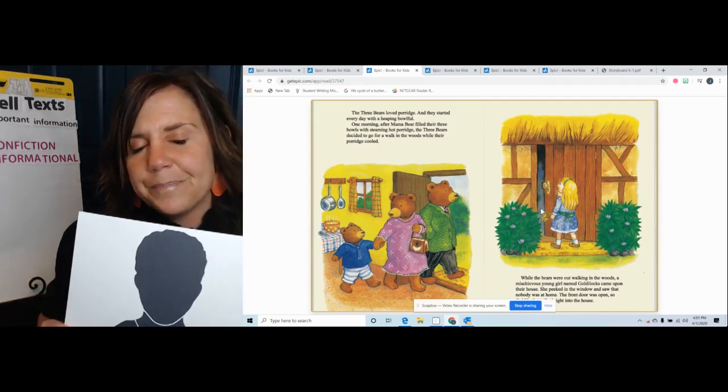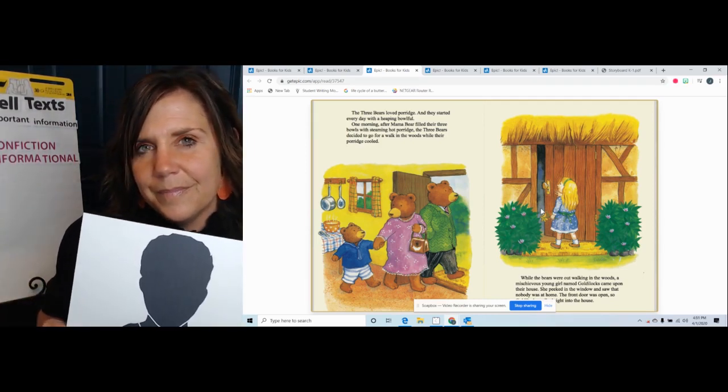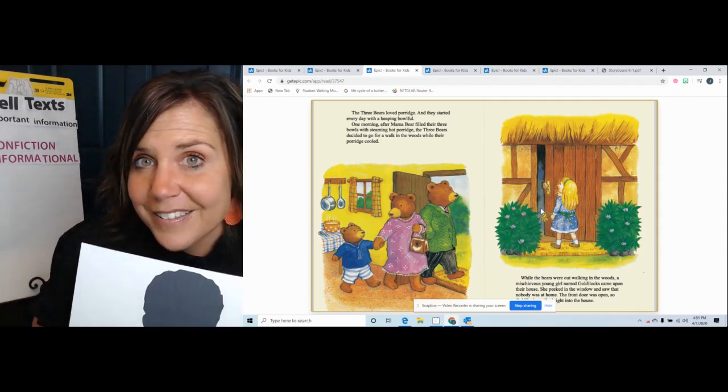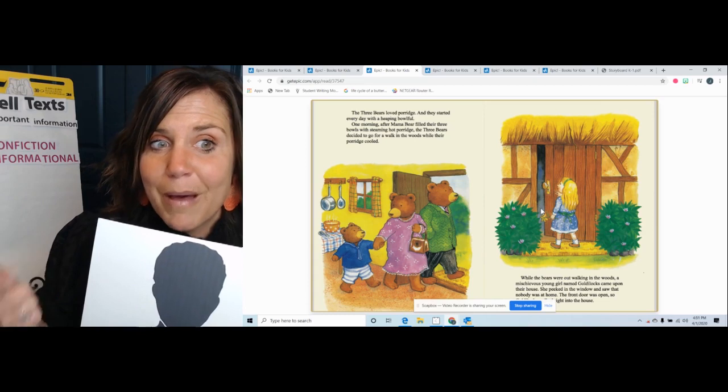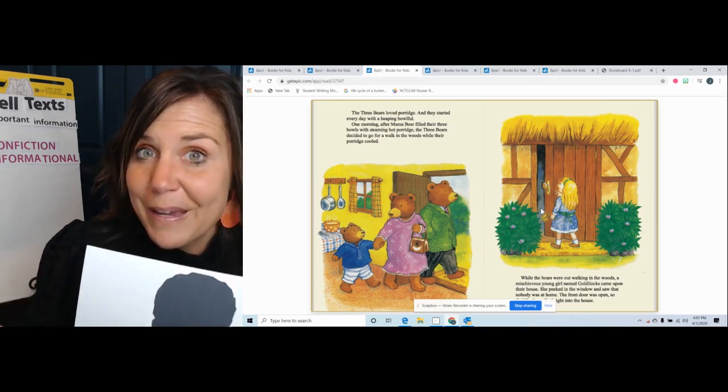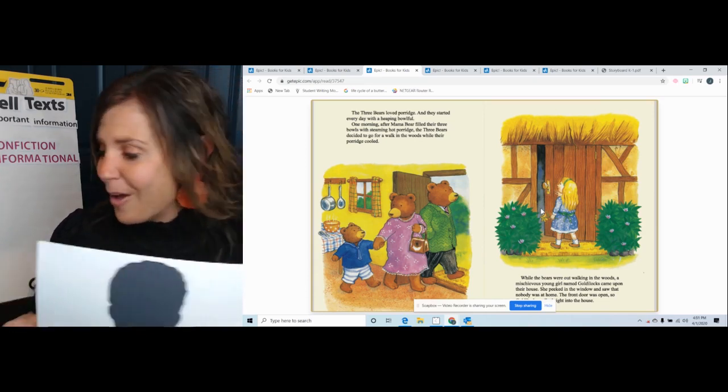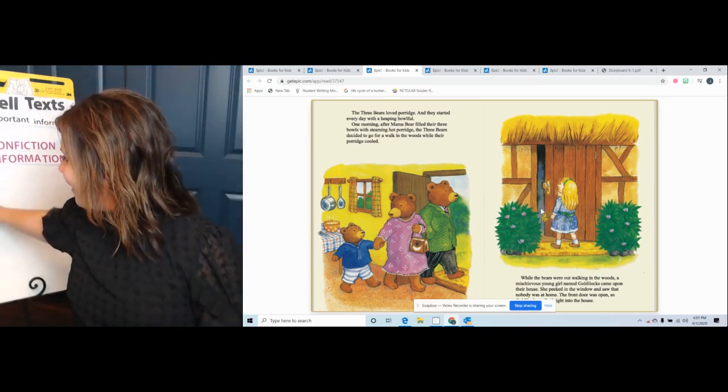Who are the characters in this story? Think about it. Did you say Goldilocks, Papa Bear, Mama Bear, and Baby Bear? Great job. So we've got the first box.